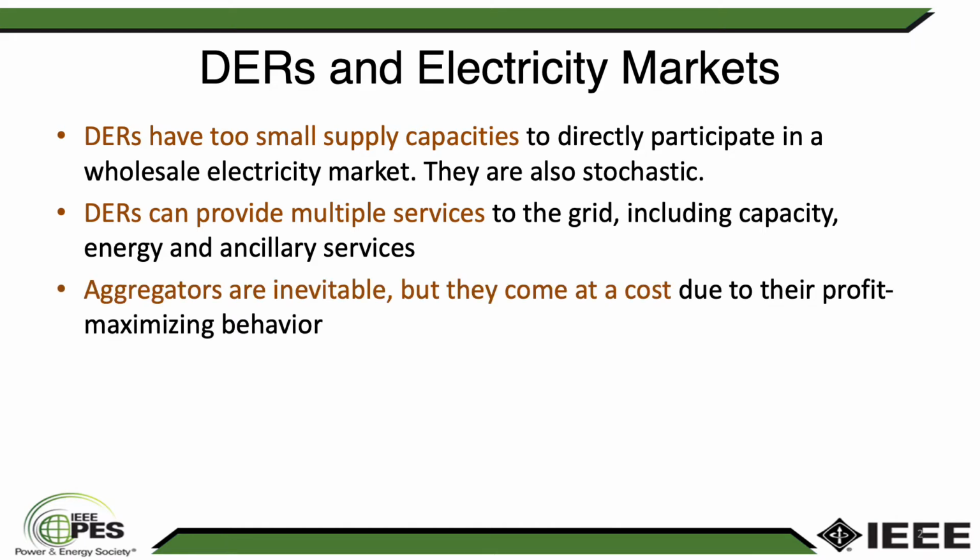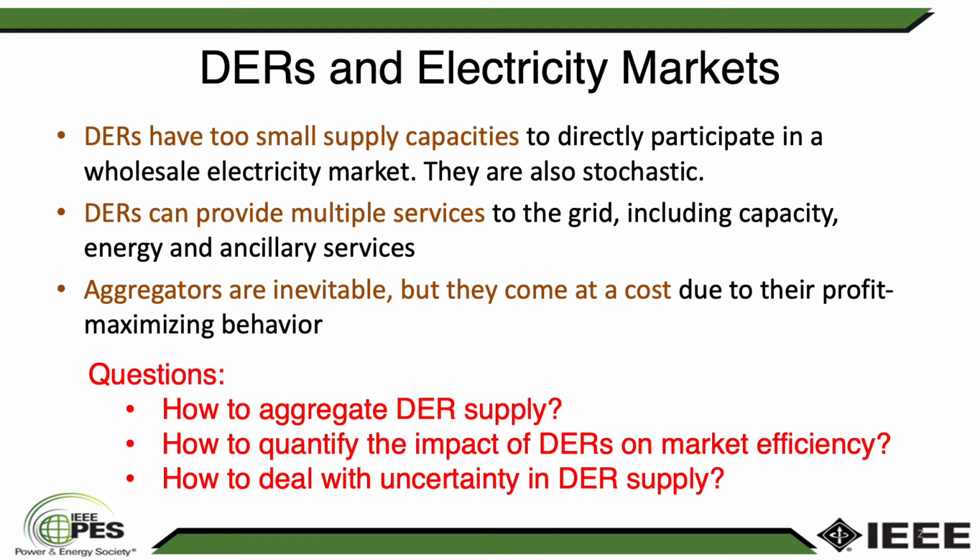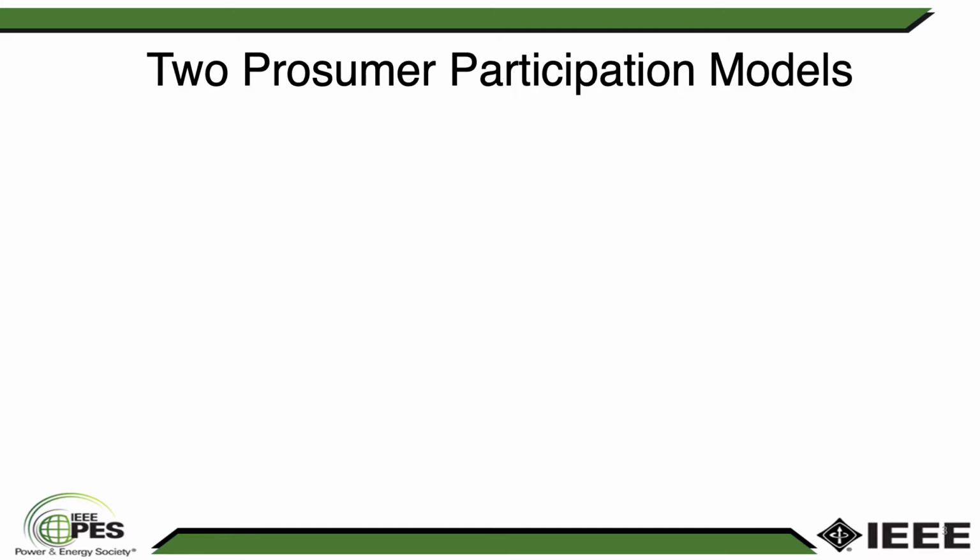So we have aggregators in between who act as intermediate players, and they are inevitable. They come at a cost, because they are also profit-seeking entities. That can affect the efficiency of the market and actually brings an efficiency loss. In this work, we have three main questions. The first is how to model the DR aggregation process through a profit-seeking aggregator, and we use a game theoretic model for that. The second is how to quantify the impact of DRs on market efficiency. And the third is how to deal with uncertainty in DR supply.